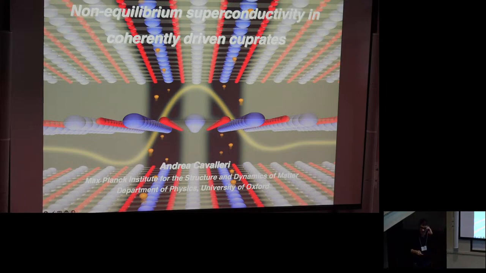Cuprate superconductors. So I'll just give you a little bit of an introduction, at least in the way I see, for whatever I think is important for you to follow the rest of the talk, and then I'll get into a bit of a progress report. We've had a little bit of progress in the recent past, and I would like to share that.